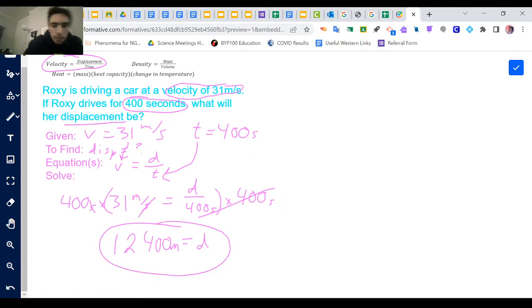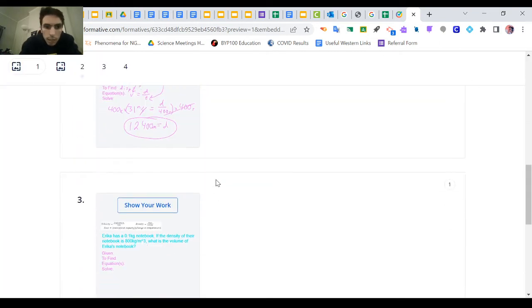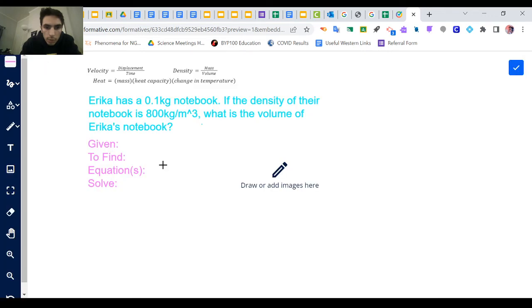So the displacement, how far Roxy will go from beginning to end, or her change in position, would be 12,400 meters as her displacement. So again, given, to find, we picked our equation, and then we solved. I'll see a slightly more difficult example next.